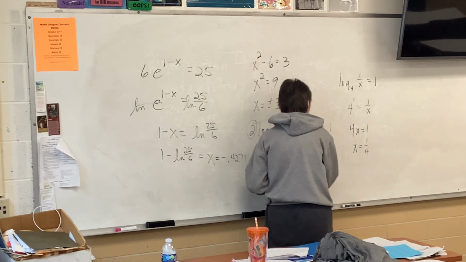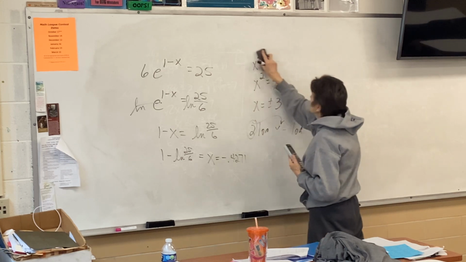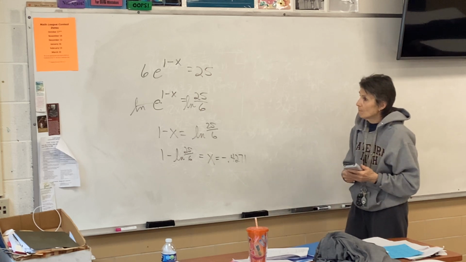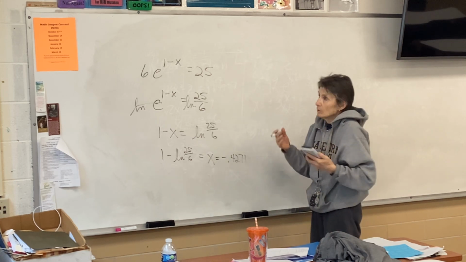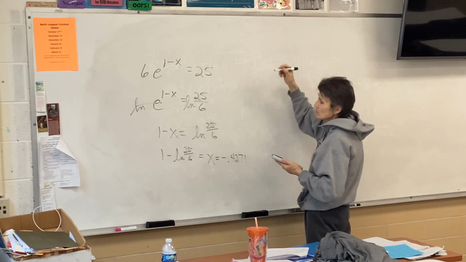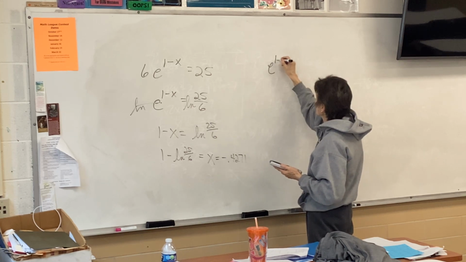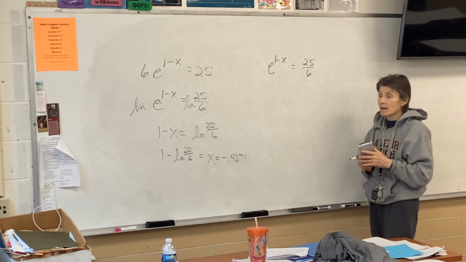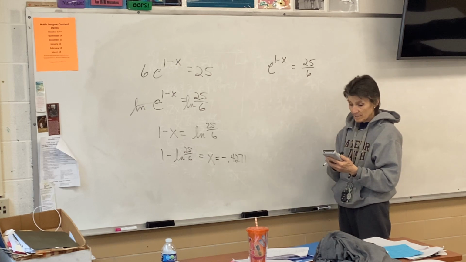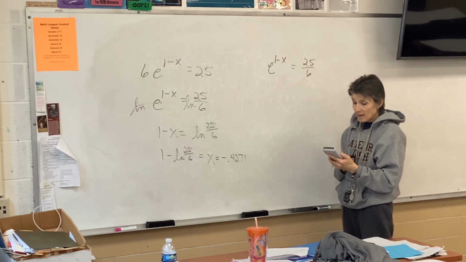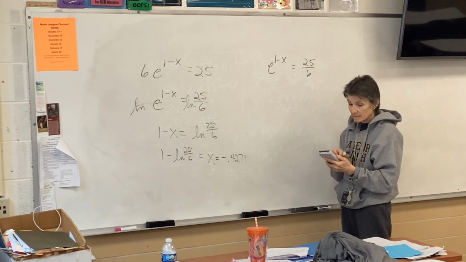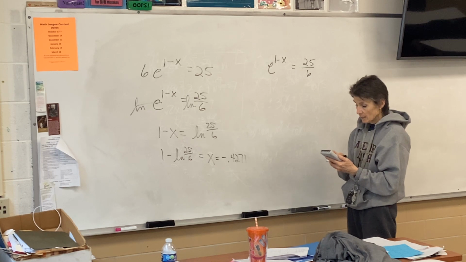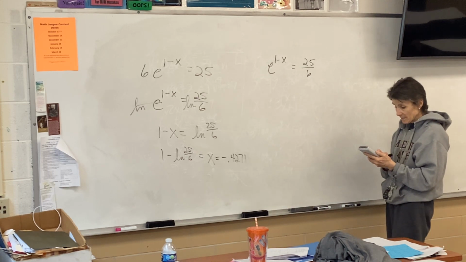Okay, now let's do it on our calculator. It makes no difference at all, but my personal preference is to go ahead and divide by 6. I'm just kind of programmed to do that. So I'm going to have an equation that looks like this. And then I'm going to go ahead and type this in, clear out the old stuff. I'm going to type that in as e, this is y1, my first equation, e to the 1 minus x power, and then 25 divided by 6 as my y2.